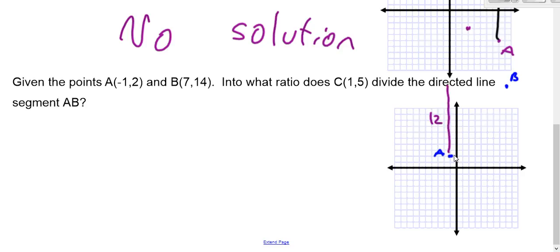And then we're going from negative 1 over to 7, which has got a length of 8. Then we have point C, which is at 1, 1, 2, 3, 4, 5. Looks like that's actually on there, so that's good.